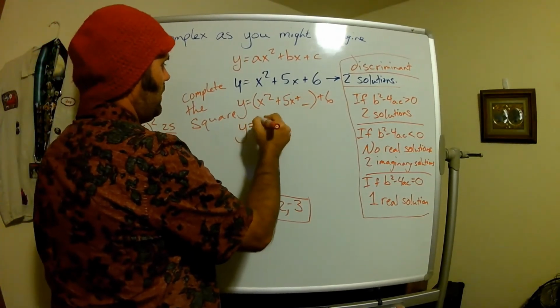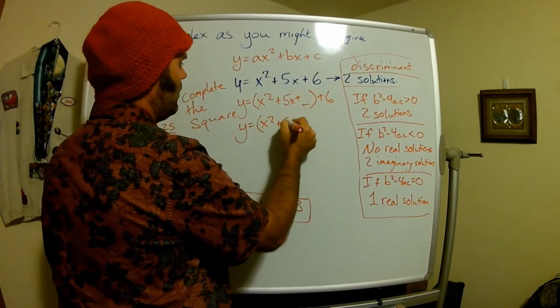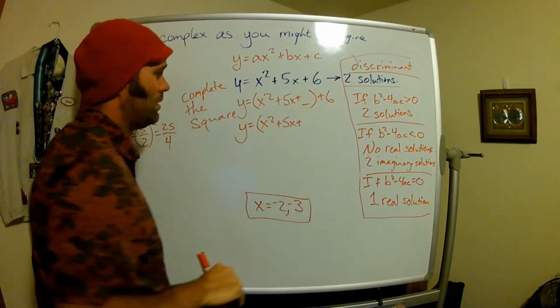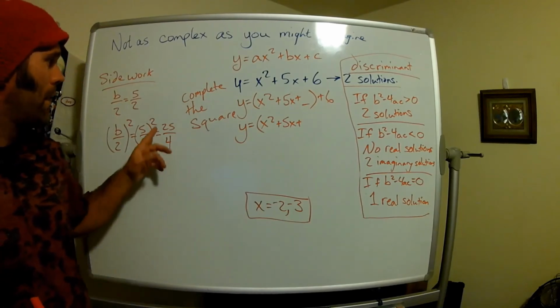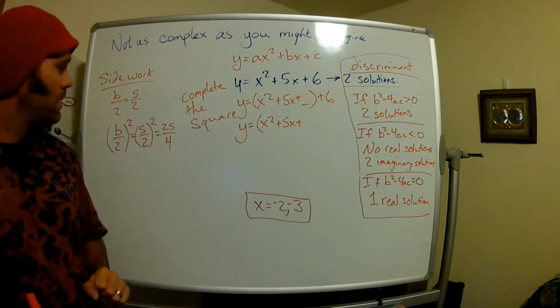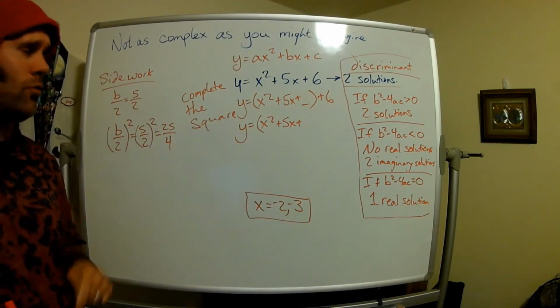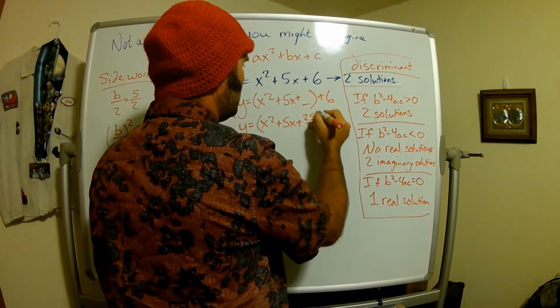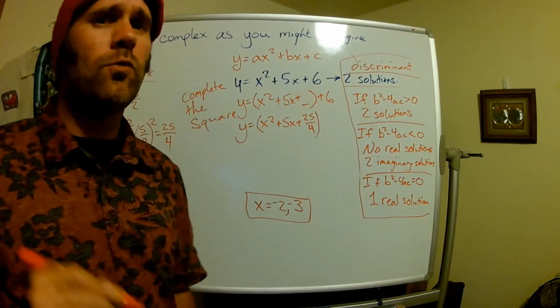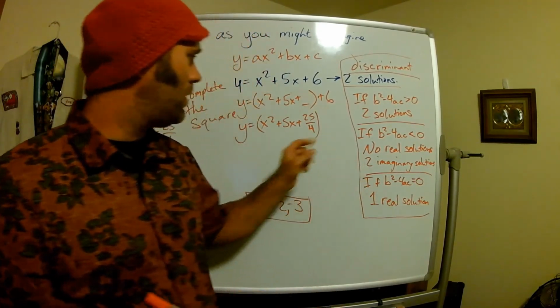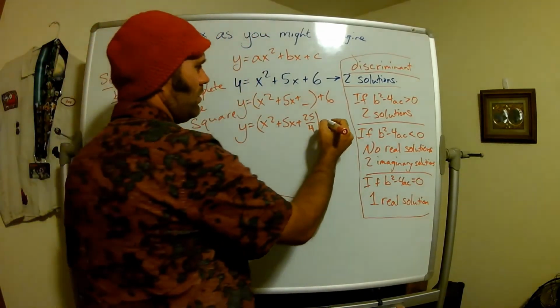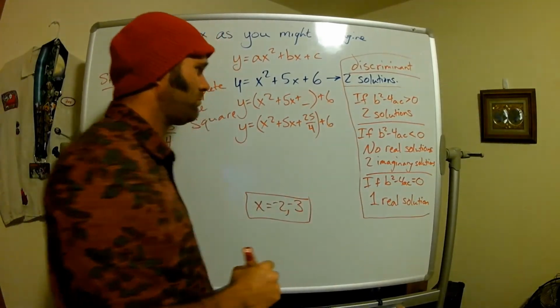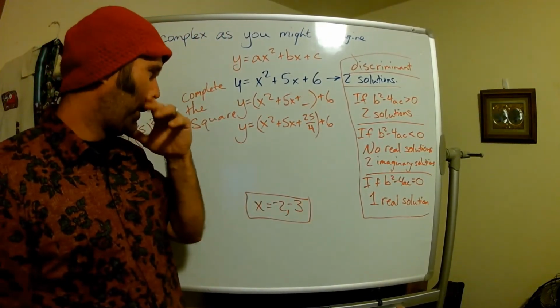So y equals x squared plus 5x plus 25 fourths. B over 2 squared. So b over 2 squared. And that's what we're putting in here. Plus 6. You say, wait a second. Can't do that.